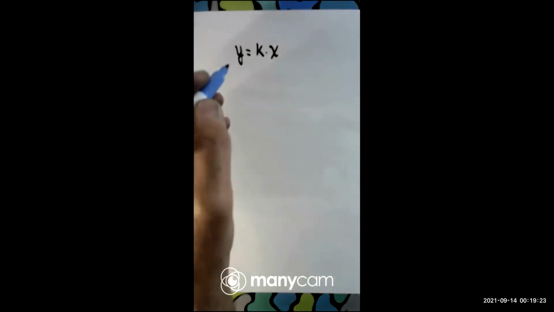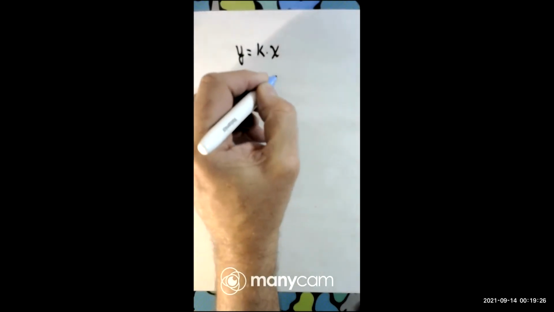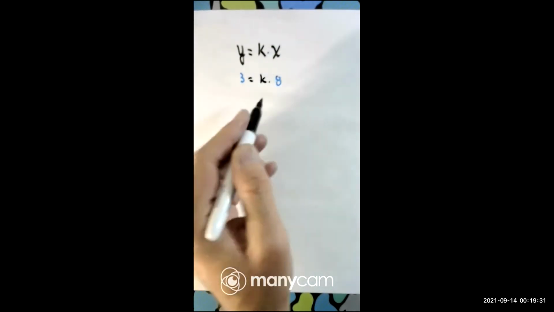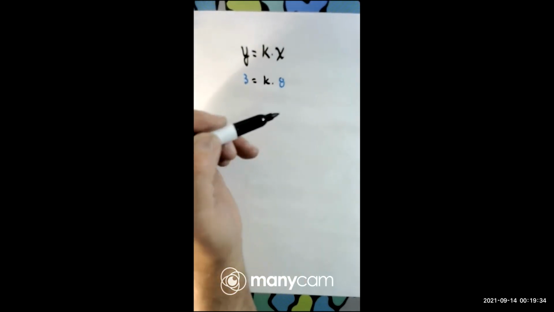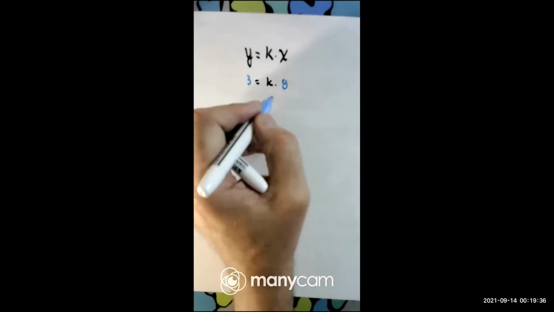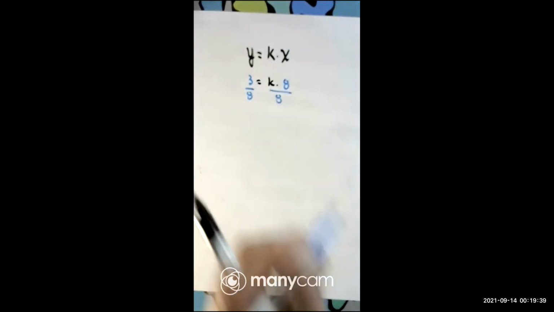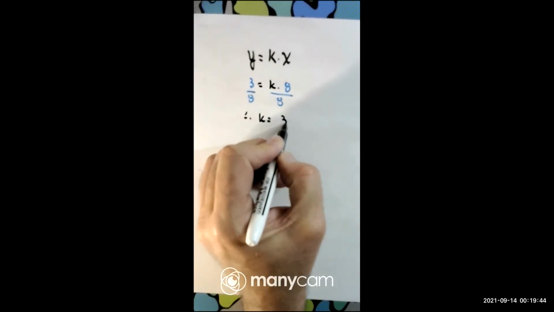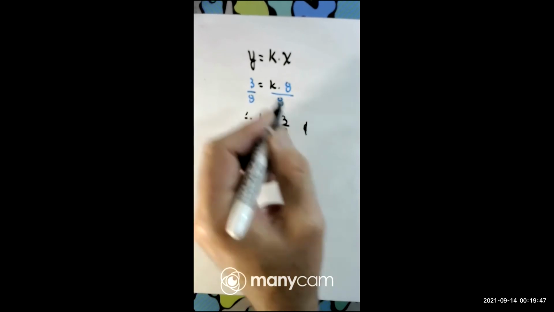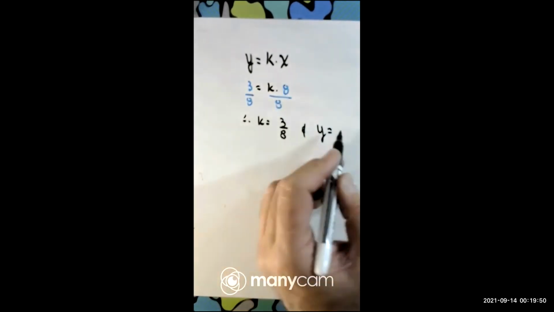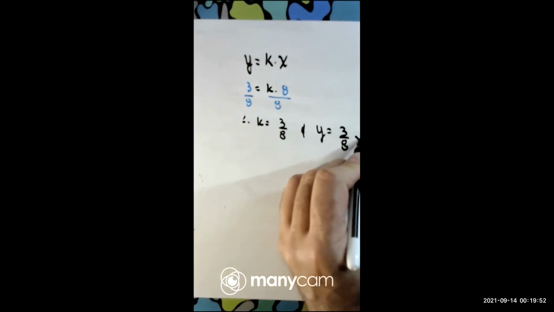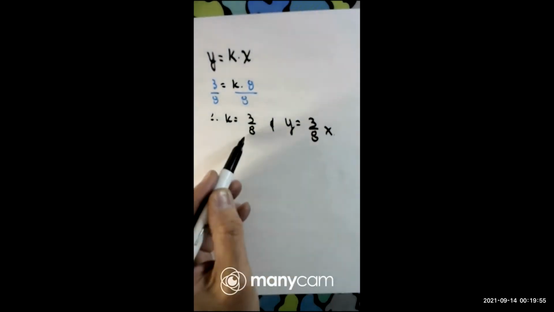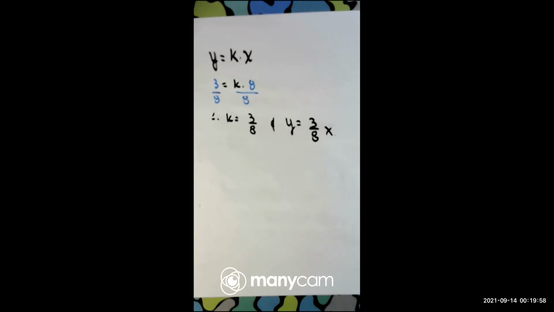So let's see what we do here. y is 3 when x is 8. So we have y equals k times 8. We substitute 3 for y and 8 for x. How much is k? No big deal, we divide by 8. Therefore, k, which is the constant of variation, will be 3 over 8. And what is my equation? y equals, how much was k? 3 over 8 times x, and that will be it. So we have the constant of variation and the equation itself.